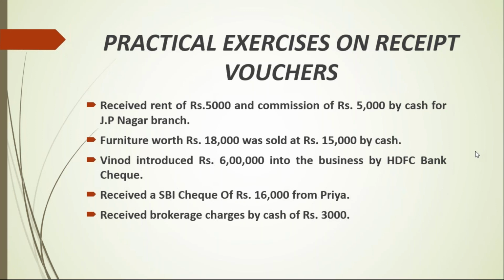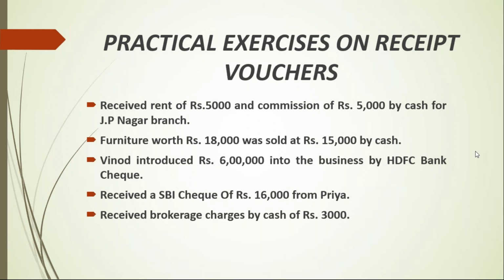So we'll continue with the receipt vouchers, which we had done in the previous session. The first transaction we had covered was received rent commission for JP Nagar branch. And then we had furniture worth sale of 15,000. Then, of course, Vinod had introduced 6 lakh into the business by the HDFC bank check. Then the company had received an SBI check for 16,000 from Priya. And then the last one we have to pass is received brokerage charges by cash of rupees 3,000.